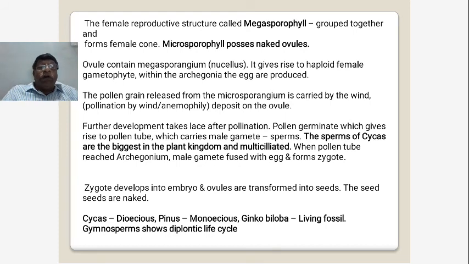Presence of vessels is an angiospermic character. But Gnetum, a plant belonging to gymnosperms, shows many angiospermic characters.